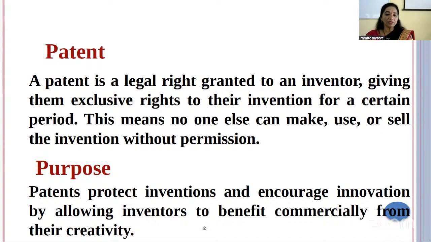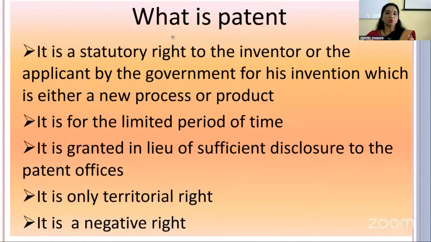So what is the purpose? It will protect inventions and encourage innovation by allowing inventors to benefit commercially from their creativity. If you are creative, you should be benefited, right? You can make money out of it. What is a patent? It is a statutory right given to the inventor or the applicant by the government for his invention, which is either a new process or product. It can be a methodology, a product, a gold design, an ornament, an architecture, whatever may be the thing. So that is a patent.